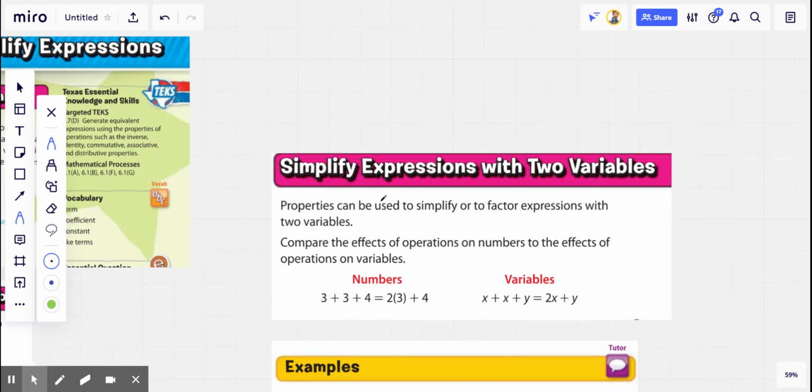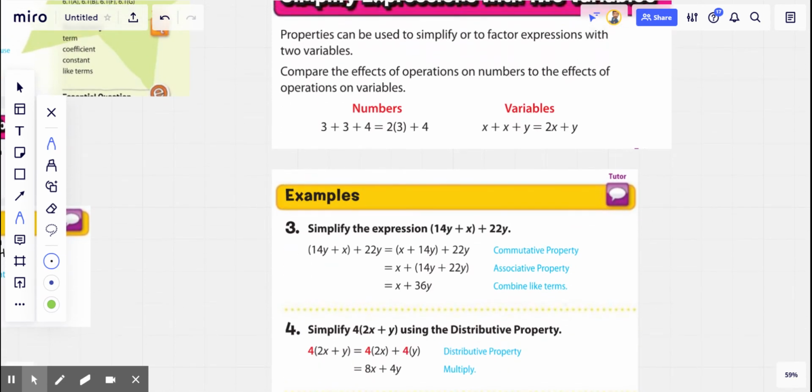It says properties can be used to simplify or to factor expressions with 2 variables. Compare the effects of operations on numbers to the effects of operations on variables. Here they have 3 plus 3 plus 4, so there are our 2 different values. We have 2 times 3 plus 4. When we look at variables, it's x plus y. So x and y are 2 variables. If we add 2 x's together, that's 2x, and then we just have the y left. Let's look at an example.